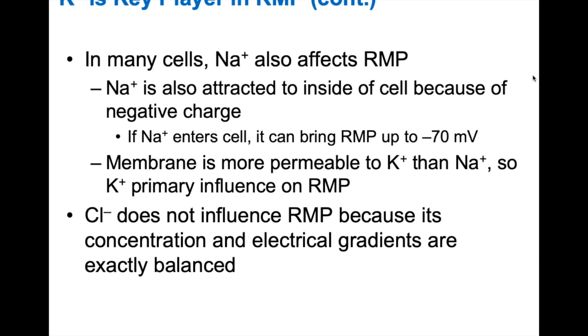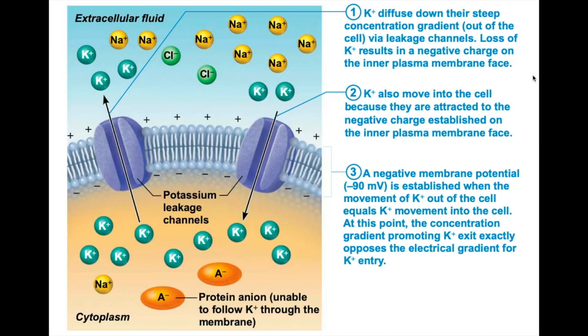And then we have our Cl minus that I mentioned earlier. So our chloride ions do not influence our RMP because the concentration and electrical gradients are exactly balanced. Also, like it said earlier, you have all of your negatively charged proteins that are on the cytoplasmic side. Those carry a very large negative charge. So having a couple extra molecules of a negatively charged chloride ion is not really going to throw the balance off, is essentially what this is saying.